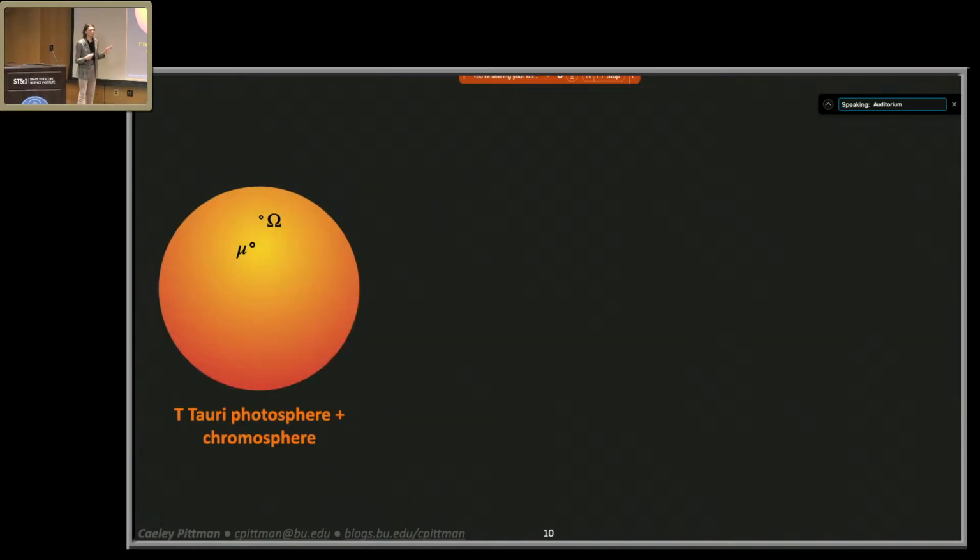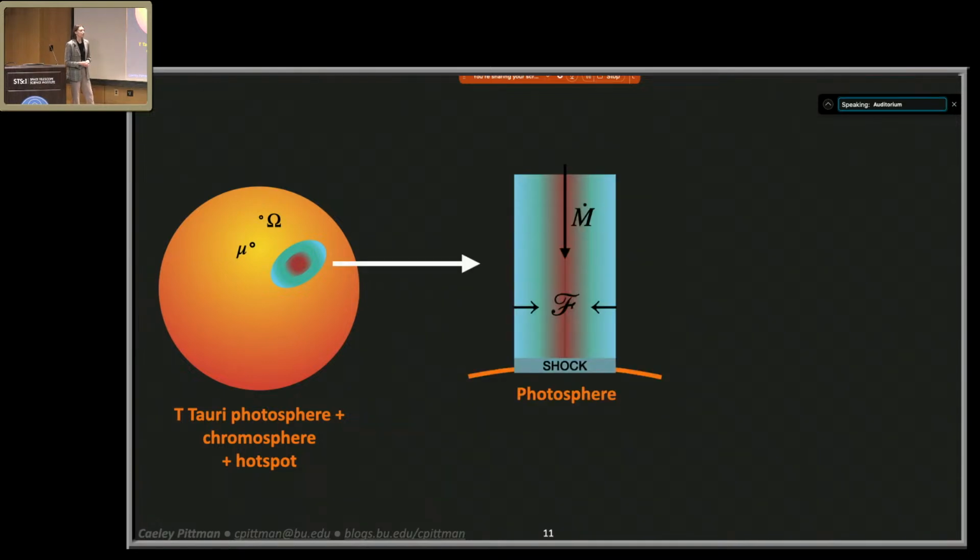To build up the picture of the model that I'm specifically using, we start with a T Tauri photosphere plus chromosphere. This is just a non-accreting star of the same spectral type as our target star. We add on a hotspot with some non-isothermal structure. So the accretion flow that would cause this hotspot looks something like this. It has a given accretion rate and energy flux density F.